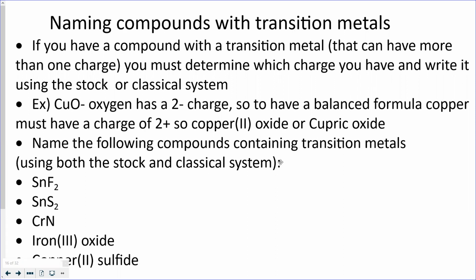Go through your homework and practice with this. So remember, the only ones that will not have Roman numerals are the silver, zinc, and cadmium. Those are going to look like any other ionic compound.